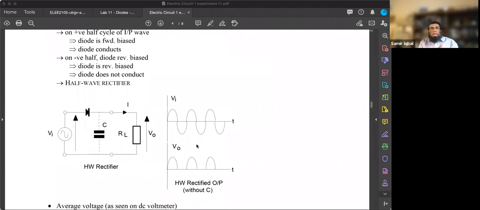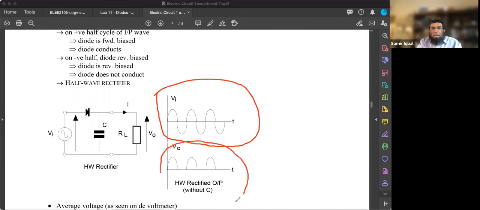A diode conducts in forward bias, does not conduct in reverse bias. So if you give it an input signal like this, I'll come to the circuit later on, you're going to get an output like this, which means it is removing the negative part. It is completely removing it, which means it's giving us half the signal in the output. So we call it a half wave rectifier. It has got rid of half the wave.